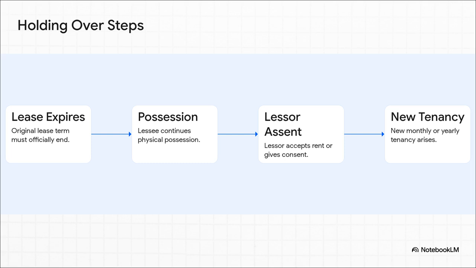So step 1 is expiration. Step 2 is the physical reality. The lessee stubbornly stays put. Step 3 is the legal trigger. The lessor accepts rent. And finally, step 4 is the legal consequence. A brand new tenancy arises. Depending on the purpose of the original lease, it becomes a month-to-month or year-to-year tenancy. I want you to write these points in a vertical, numbered list just like this on your exam.